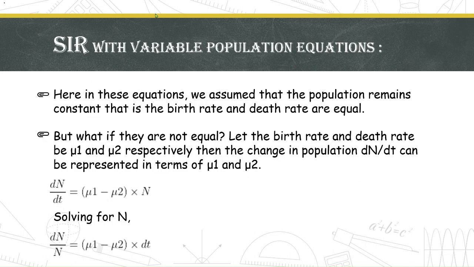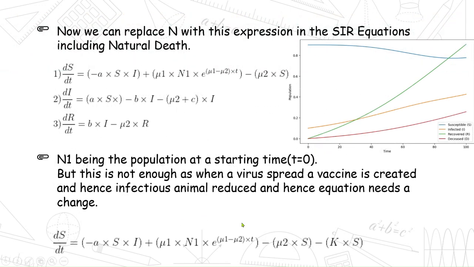The new topic is SIR with variable population. In the above equations, we assumed that the population is constant. Now let's consider the death rate and birth rate to be mu1 and mu2, and we can see this equation. Now by integrating this equation, we can get the separate S, I and R equations as shown here. We can see that N1 is coming in extra, and N1 is the total population at t equal to 0.